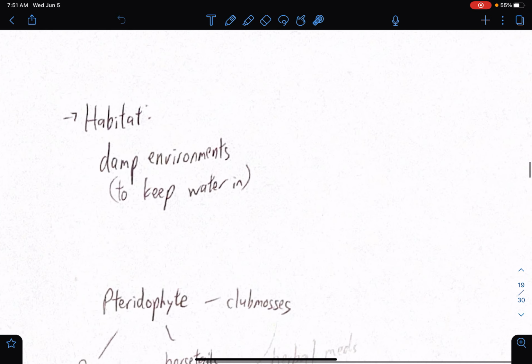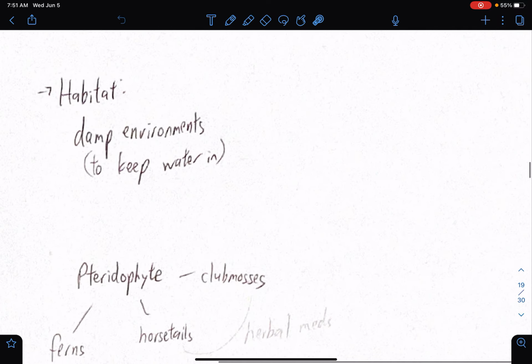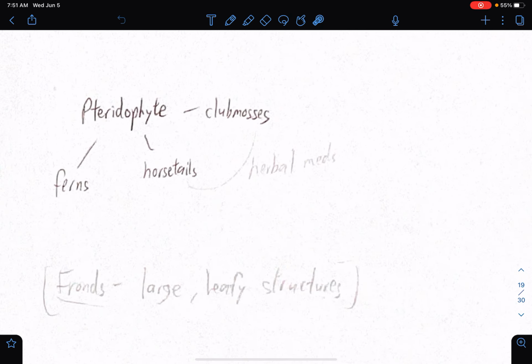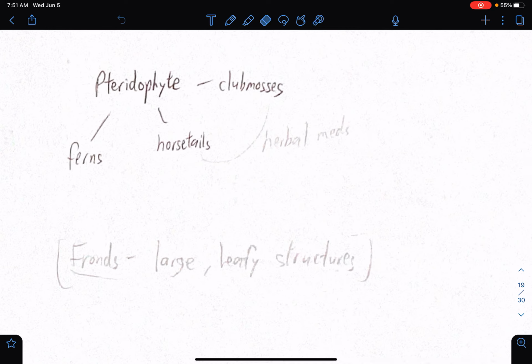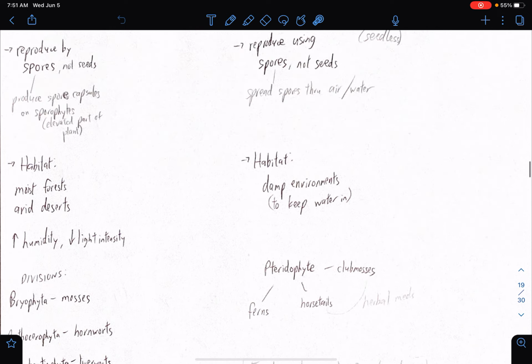What's the habitat? Where do they live? They live in damp environments in order to keep water in. They are vascular after all, so they need more water. And pteridophytes are not only limited to ferns; we also have horsetails and club mosses. These 2 in particular are used in herbal medications. One feature of pteridophytes is that they have fronds, large leafy structures, which explains why they are big in size. Okay? So far, so good.